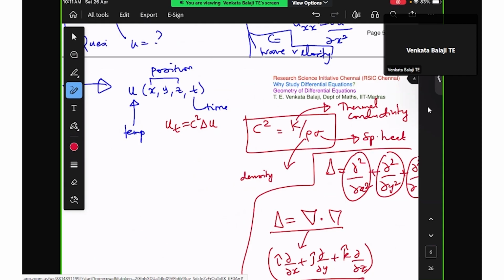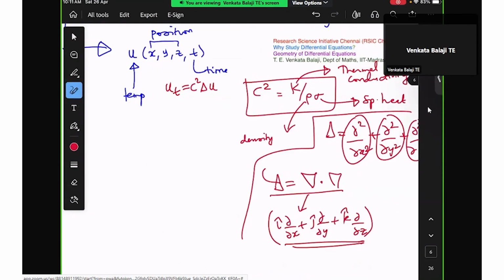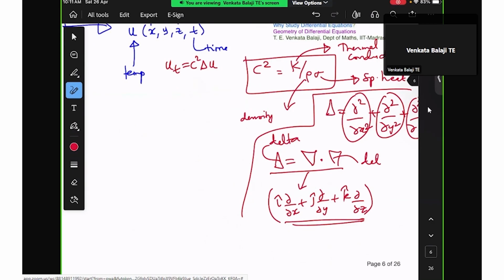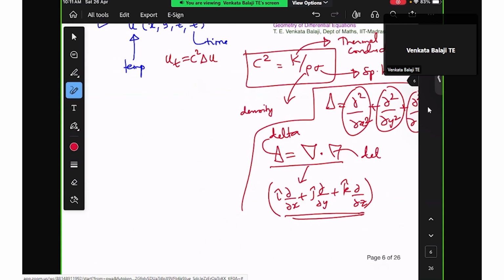What is the inverted triangle called? It's called del. So this is delta, and this is called del. So is that also called the Laplacian operator? Yeah, this is the Laplacian operator. So what's the inverted one called? Very good. It's called gradient. This is called the gradient operator.